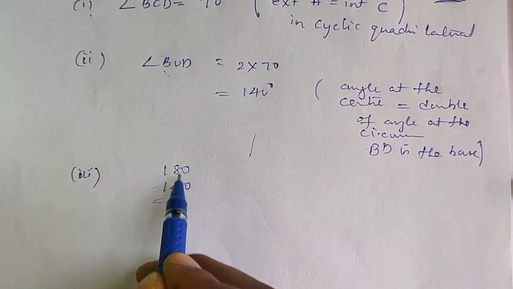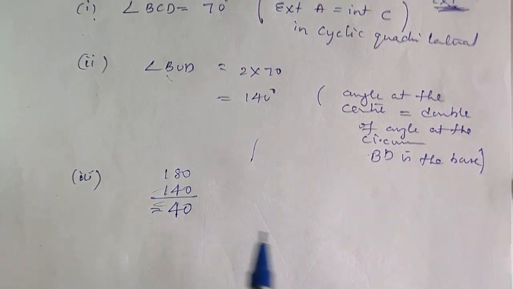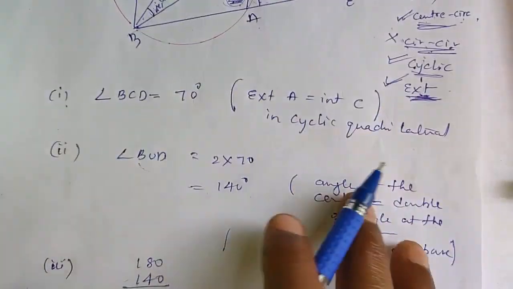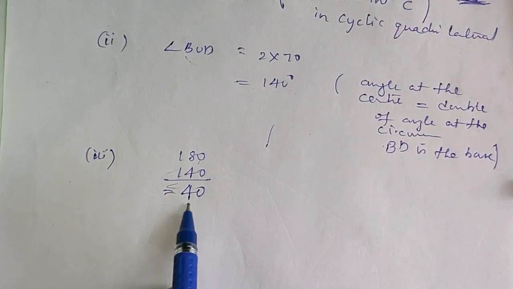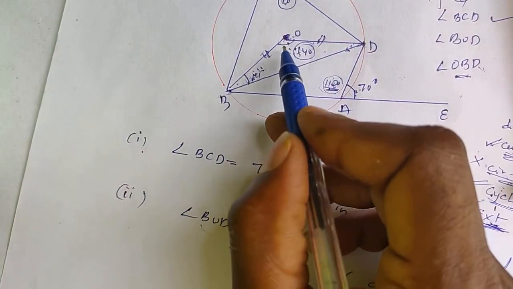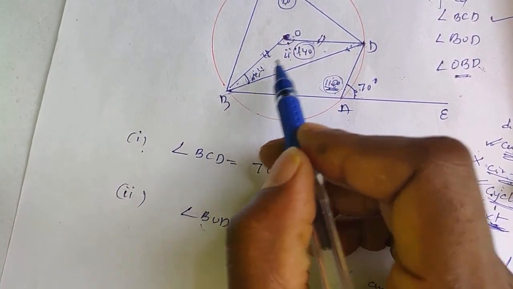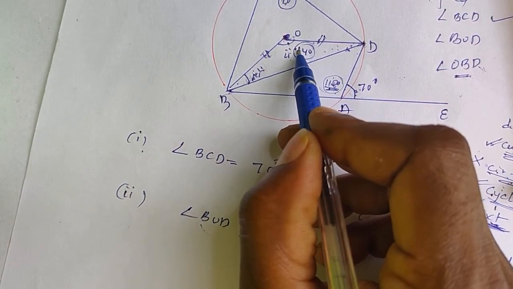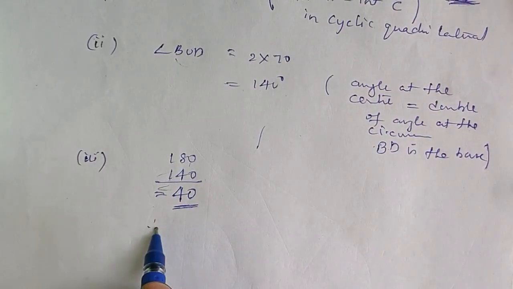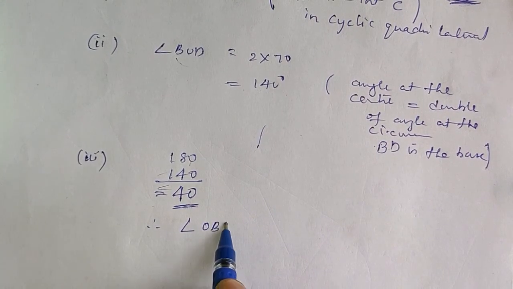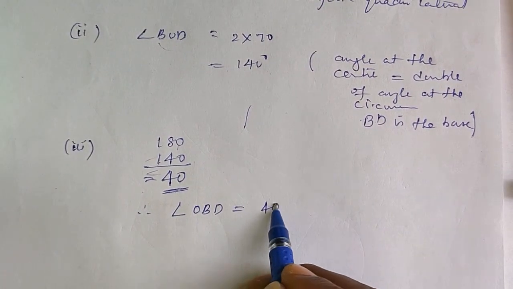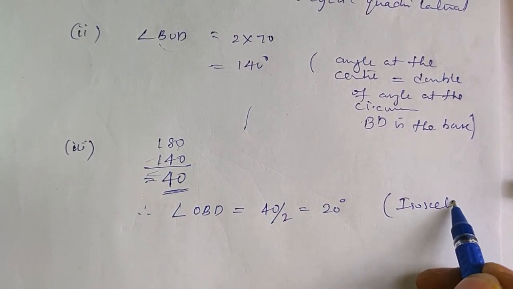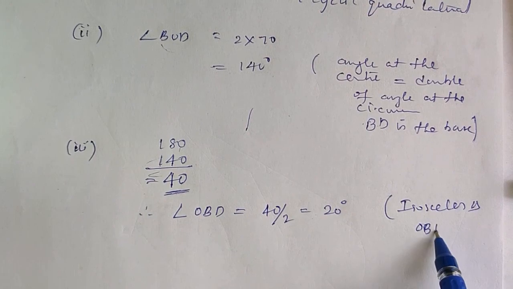From 180 degree, 140 is subtracted, how much will we get? 40 degree we will get. These three angles are added, we will get 180. In 180, 140 subtracted, 40 degree. Now the remaining 40 degree we have to divide equally, 20 plus 20. 20 plus 20 plus 140, totally 180. Therefore angle OBD is equal to 40 divided by 2, 20 degree, because of isosceles triangle OBD.